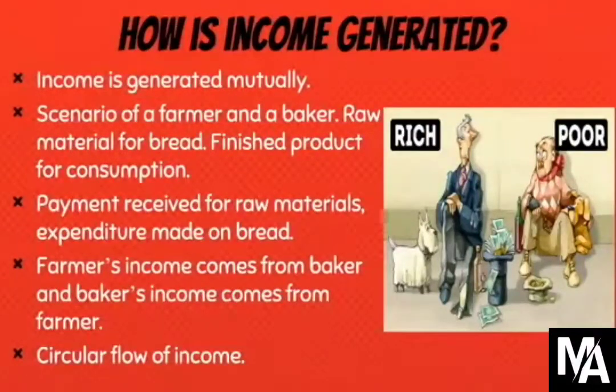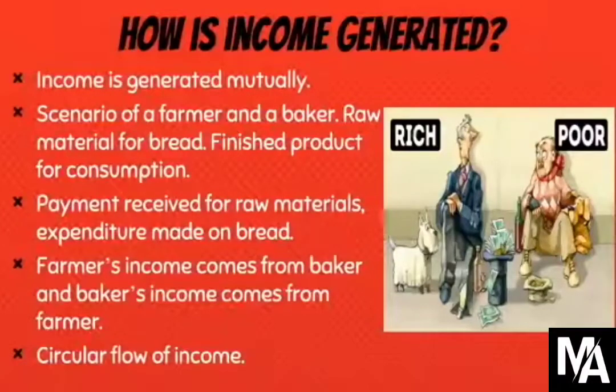The first question which we have to ask ourselves is, how is income generated? Income is generated mutually. Only when there are two or more people in the economy will there be a chance of income. Otherwise, it is only the wealth of one single person. But since we help each other mutually by providing services, by providing raw materials and gaining finished products, this is how income is being generated.